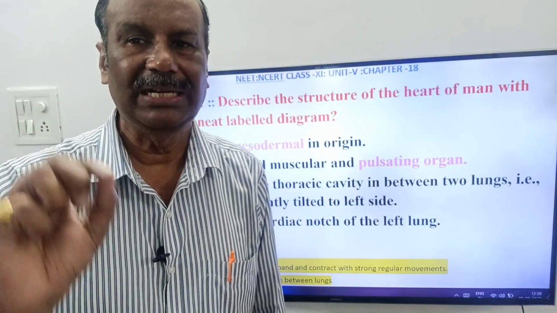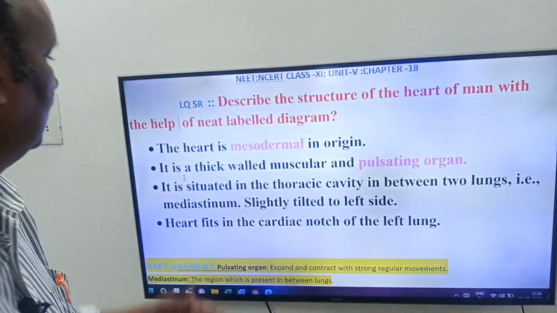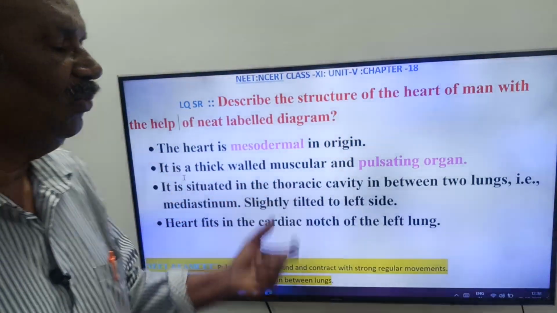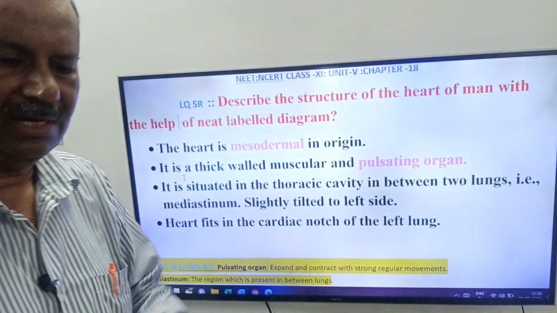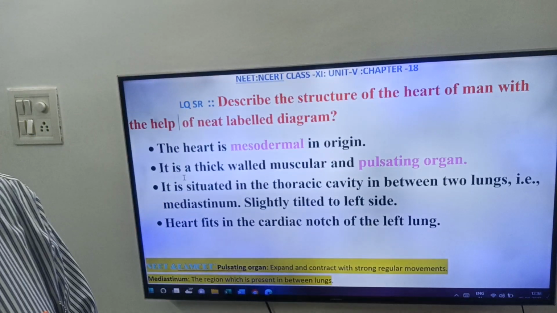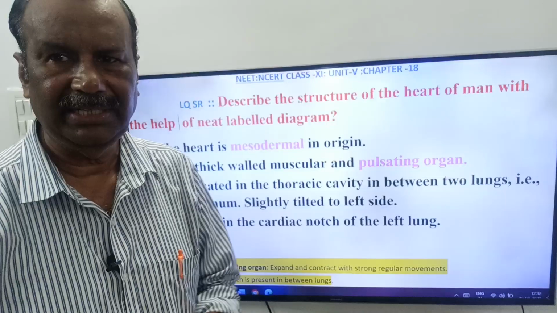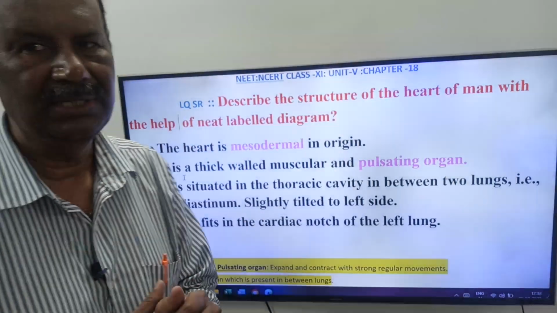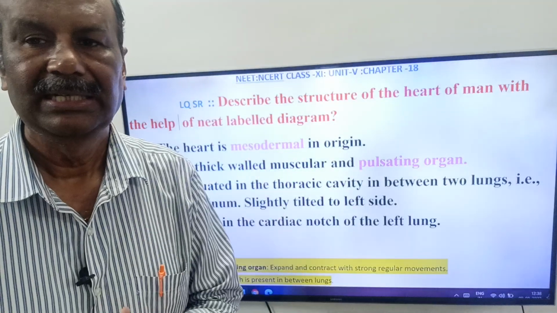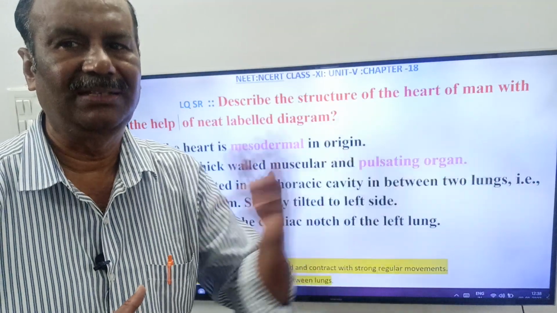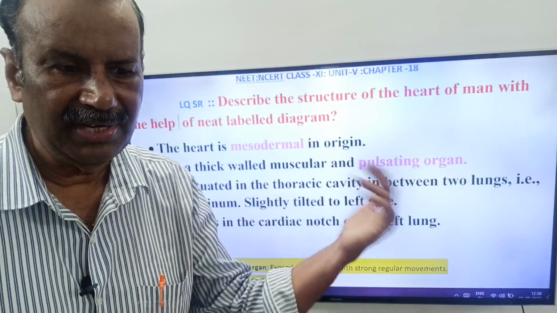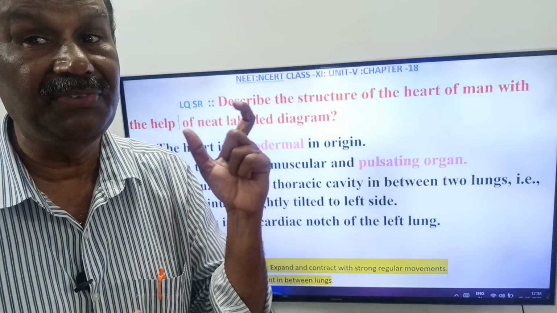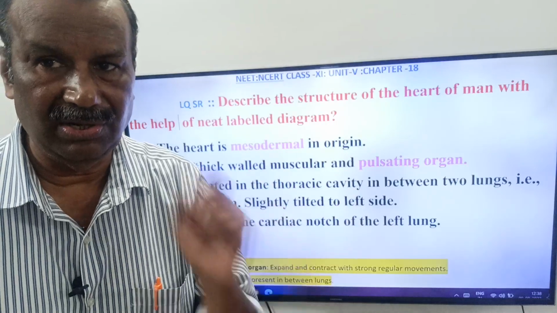Okay, this is about the introduction of the heart. Once again, the heart is mesodermal in origin. It is a thick-walled muscular and pulsating organ. It is situated in the thoracic cavity between two lungs, that is in the mediastinum, slightly tilted towards the left side. Heart fits in the cardiac notch of the left lung.